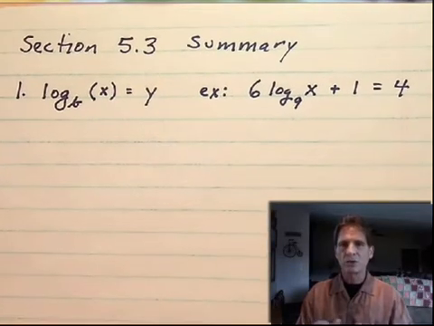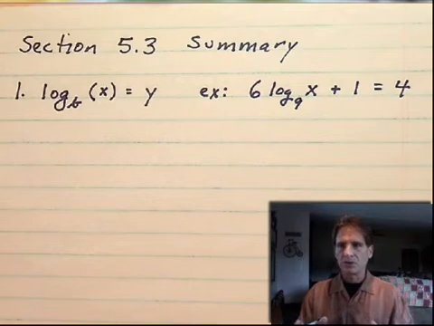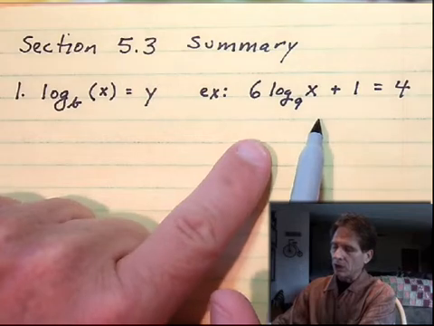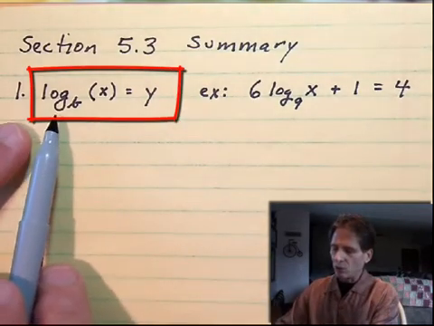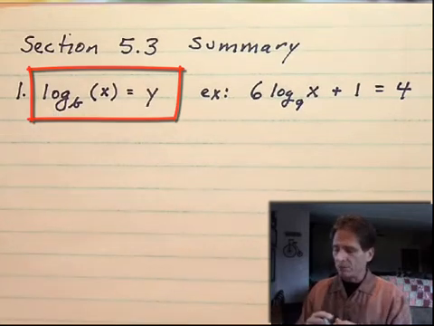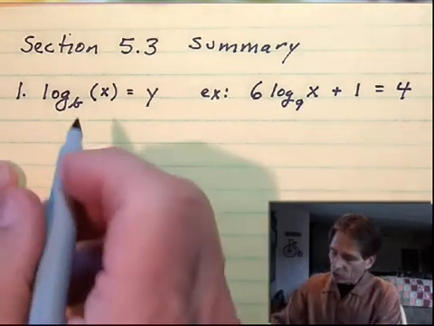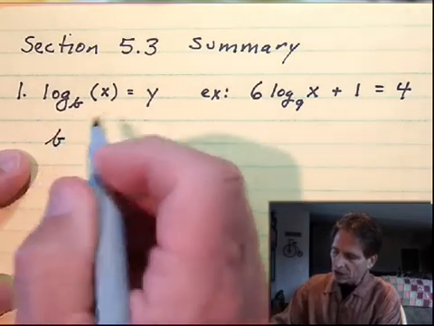In section 5.3, we are solving for different variables. It can be summarized as follows. Anytime you have a log, for example, a log in this problem, the first step is to get it into the form of log base b of a value equals another value. That's step one. Step two is to use the definition of a log to create an equation like this.